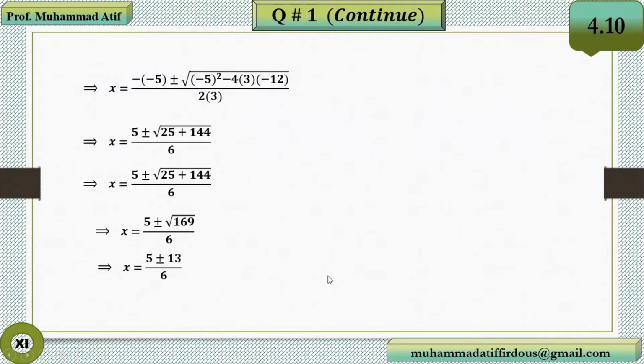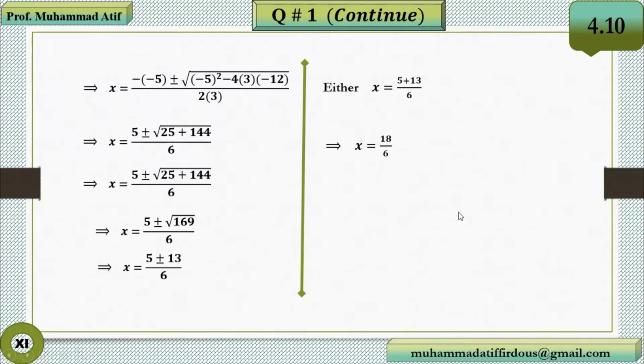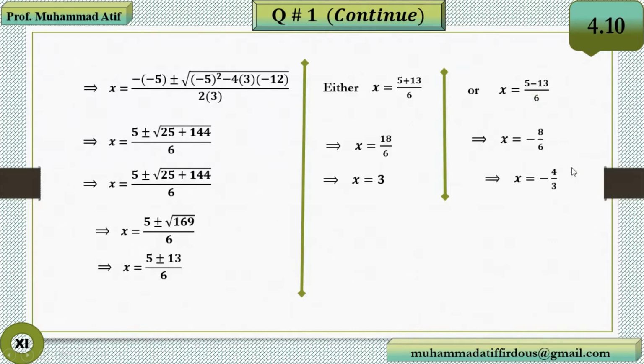13. It's a repetition of steps, so skip one step here. Either you can take x equal to 5 plus 13 over 6, which simplifies to x equal to 3, or you can take the negative, 5 minus 13 over 6, which simplifies to minus 4 over 3. So we have two values, x equal to 3 and x equal to minus 4 by 3.